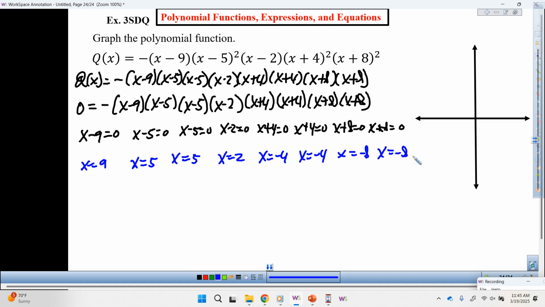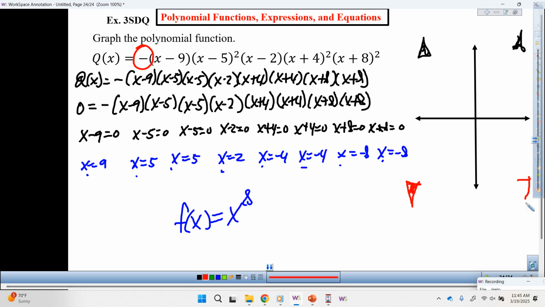Are we there so far? Yes? How many zeros do we have? 1, 2, 3, 4, 5, 6, 7, 8. So that means it comes from the parent function what? X to the 8th. So where does it start? Where does it end, Joseph? 2 and 1. All right. However, what do we need to do first? Flip it. That is correct. So we start now at 3 and end at 4.